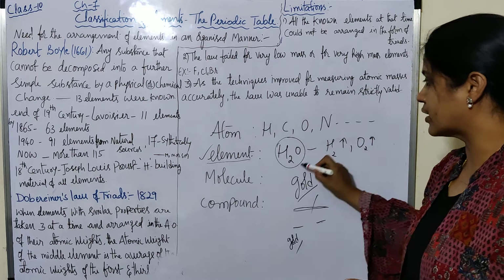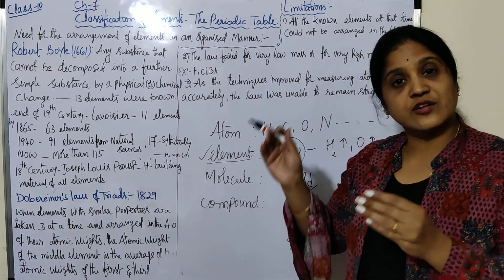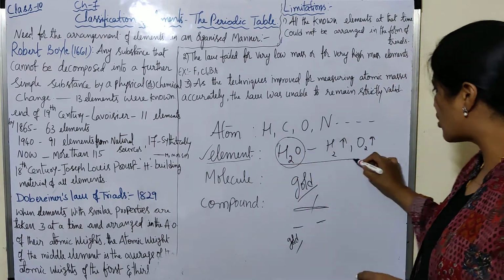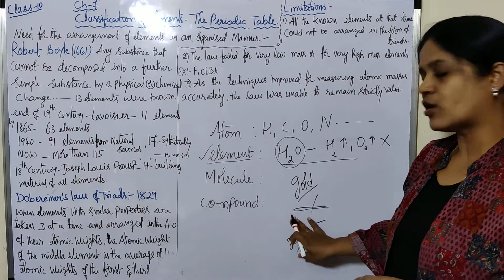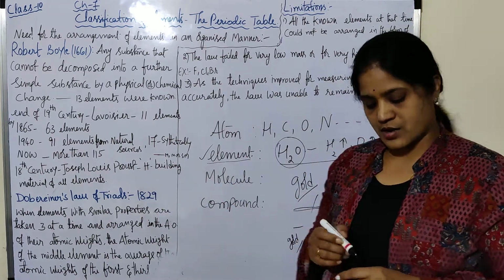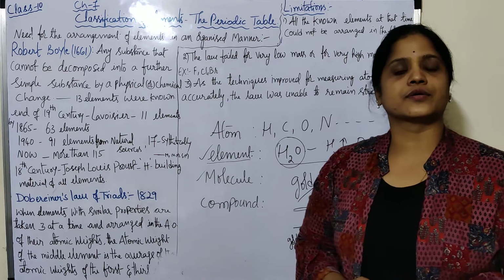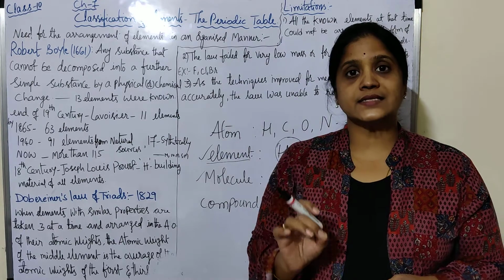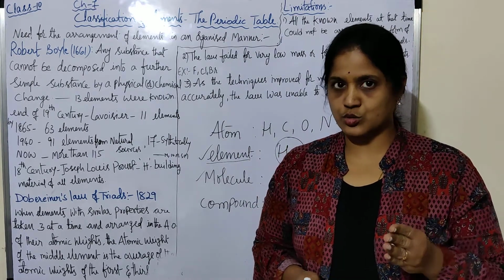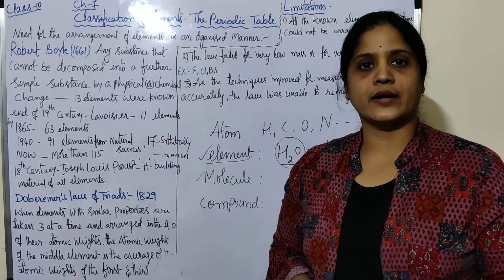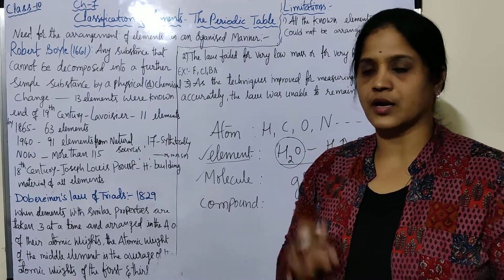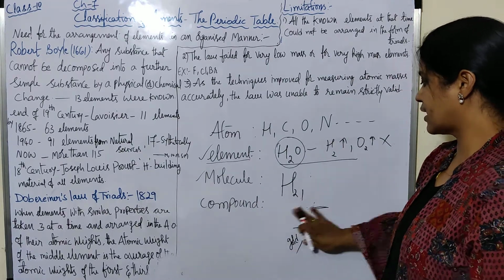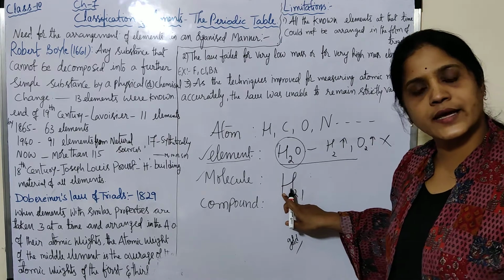But if you take water, 2 different kinds of atoms of elements are there, so this is not an element. Are you clear about what is an element? Next, molecule. What is a molecule? A molecule means 2 or more atoms combine to form a molecule. For example, hydrogen contains 2 hydrogen atoms, so it is a molecule.